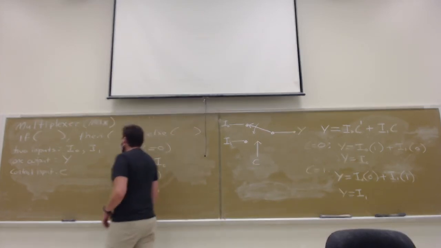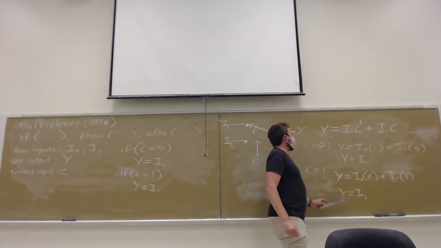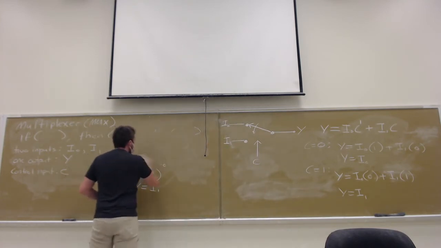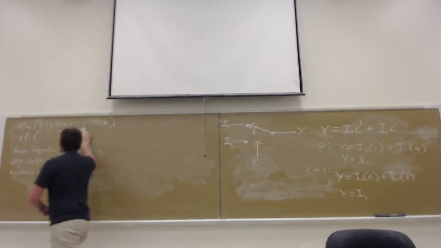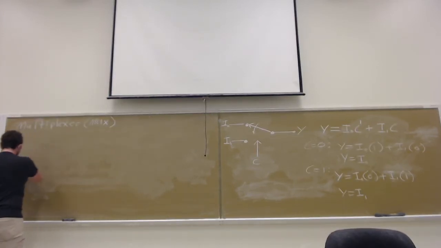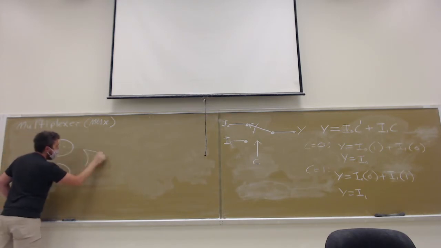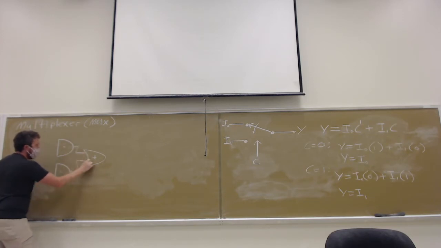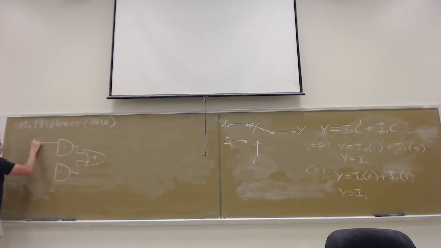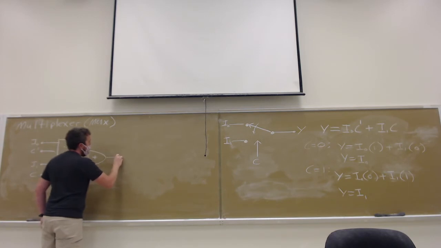So then from there, it's relatively easy to build. I'll draw the logic circuit for it, because it even nicely comes already in that nice sum of products form. So we have what? I0 and C prime, I1 and C, just like that. And then the output is Y.